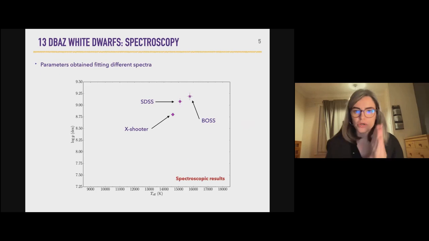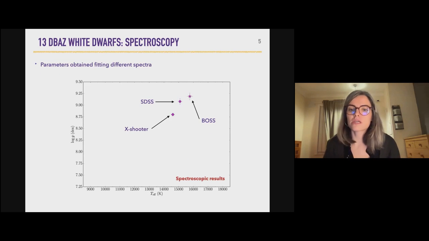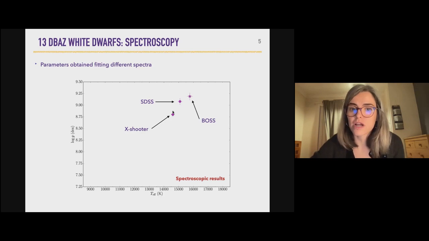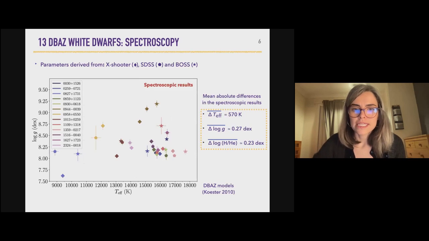Now I am going to show you the results. I am going to start with those obtained for the spectroscopic analysis, so the different photospheric parameters that we obtain by fitting X-Shooter spectra, which are labeled as diamonds, the Sloan spectra as pentagons, and the BOSS spectra as stars. The error bars that are displayed are the statistical uncertainties.